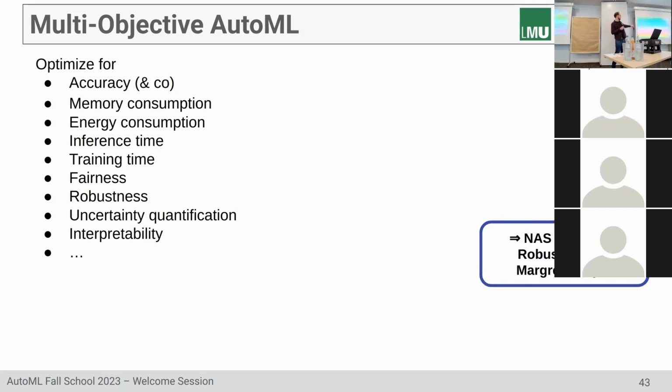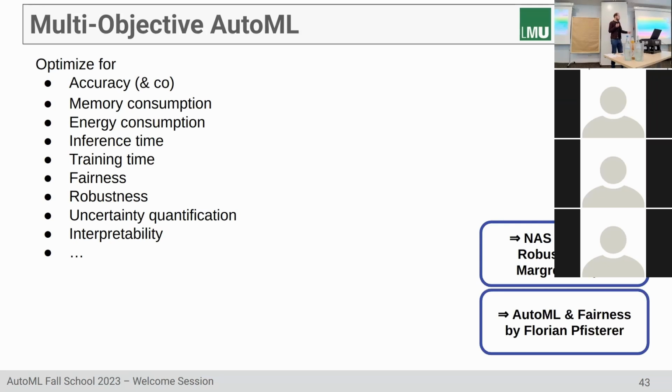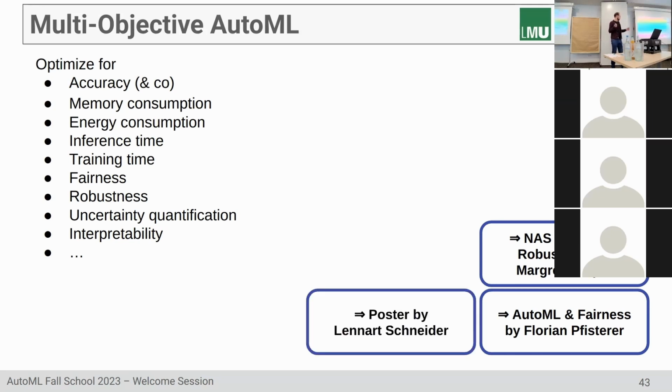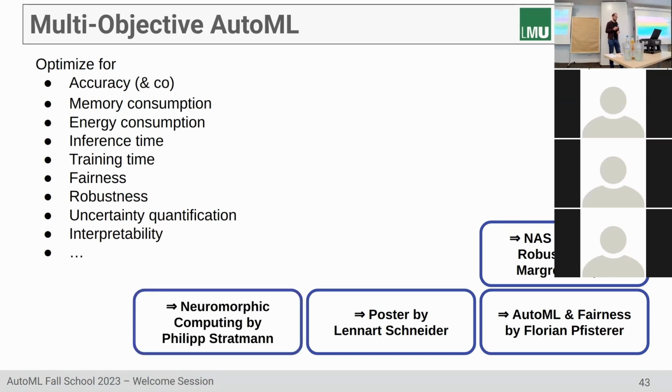One other objective we could optimize for is robustness. We have Margaret after lunch talking about NAS for robustness. You can optimize fairness. On Thursday, we'll have a session on AutoML and fairness. There will be a poster by a PhD student from our group on how to optimize jointly for interpretability and performance. And as we heard before, we'll have a session on neuromorphic computing, which is another architecture that you can tune for to get more efficient in terms of energy consumption, sorry, not memory consumption.